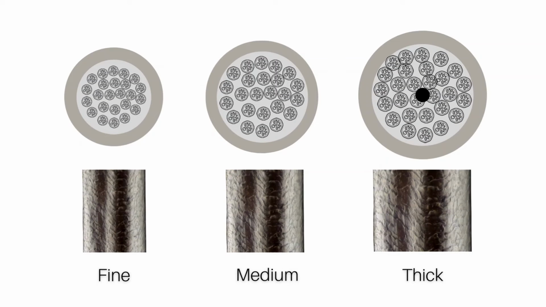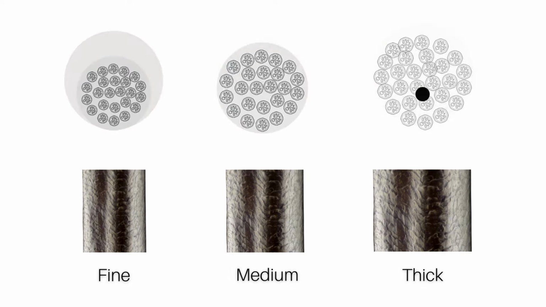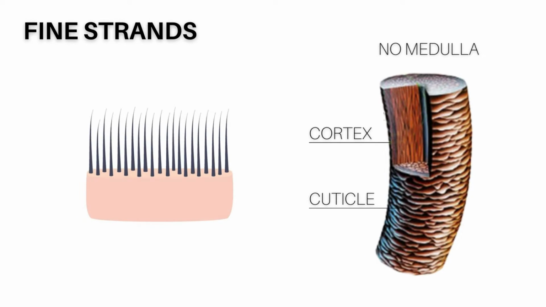Hair texture refers to the width or diameter of the hair strand, identified as fine, medium, and thick. Fine hair is the most fragile hair texture. Each individual hair is thin and only has two layers, the cortex and the cuticle.